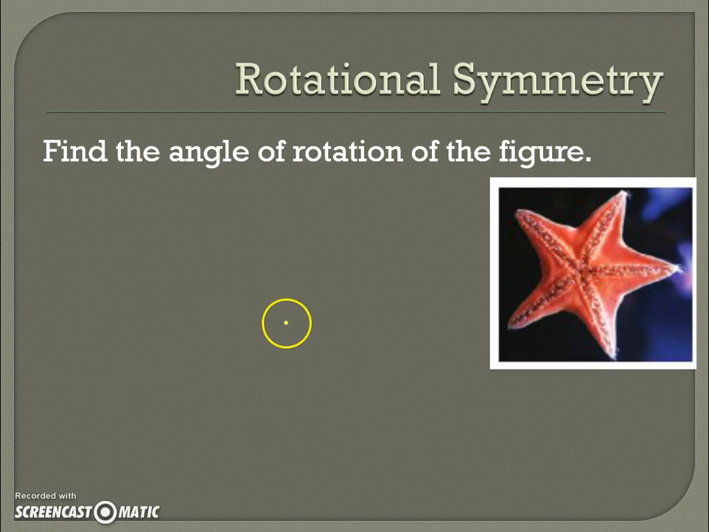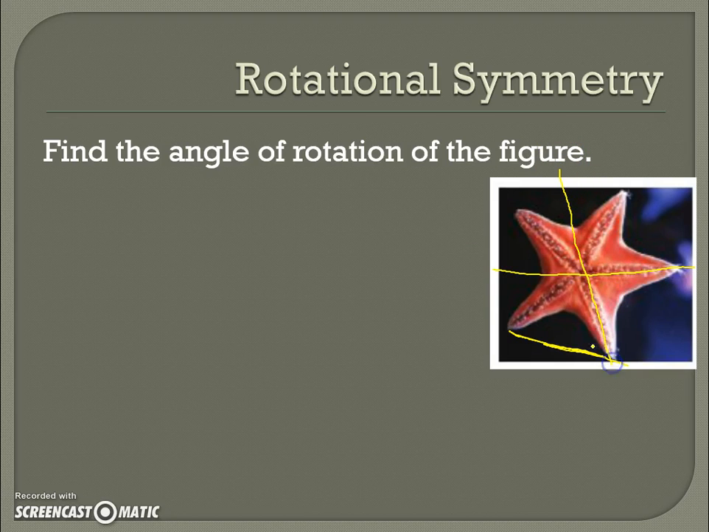All right, so rotational symmetry. Find the angle of rotation of the figure. When you're going to do this, the first thing that you have to do is figure out how many rotational symmetries there are. What I'm looking for is if I were to spin this way, how many different ways can I spin it before it's going to look exactly the same? Well, if I spun it one time, if I count this as my bottom right here, if I spin once, this would be one rotational symmetry.